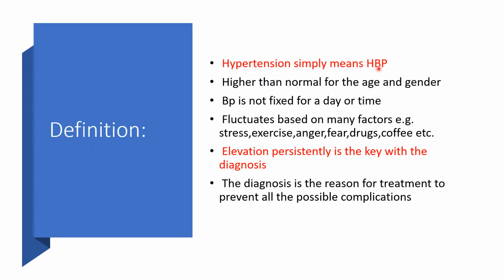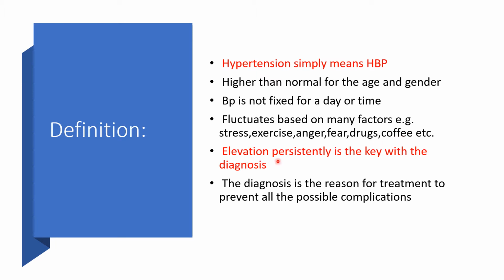Hypertension simply means high blood pressure, and that means there is higher than normal blood pressure for the age and the gender. Blood pressure is not fixed. It's not fixed for a day, it's not fixed for any time. It fluctuates based on many factors. For example, a little stress somewhere, too much exercise, anger suddenly, fear suddenly, sudden drugs already taken, even a cup of coffee, all could alter the blood pressure momentarily.